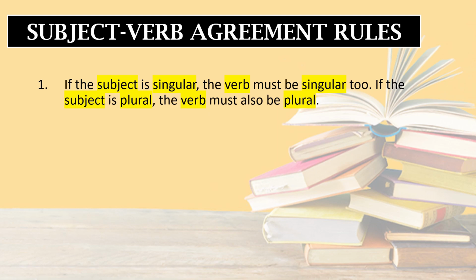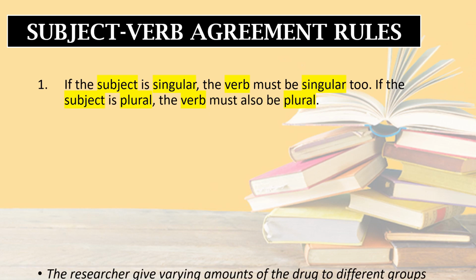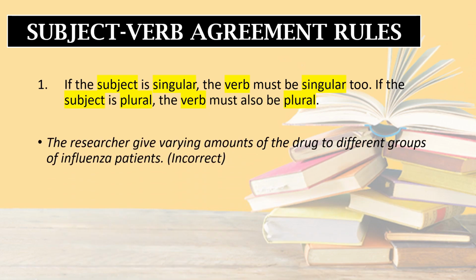The first rule: if the subject is singular, the verb must be singular too. If the subject is plural, the verb must also be plural. For example, here, this is an incorrect sentence. The researcher gave varying amounts of the drug to different groups of influenza patients.